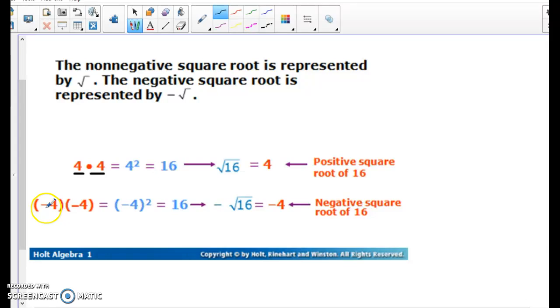Okay, same thing with a -4 times a -4. Still going to give you a positive 16. So then when you see this negative sign out in front, you're just going to say the negative square root of 16 is -4. Important that the square root is out in front.